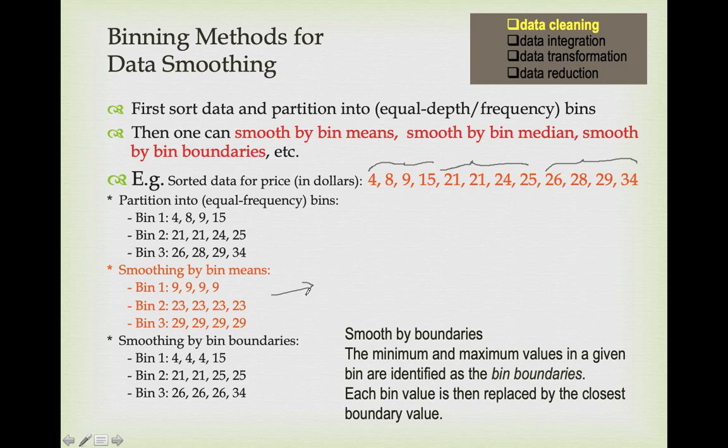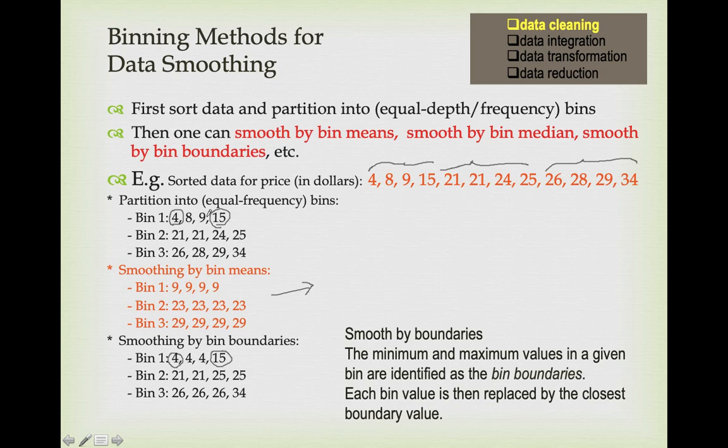And then for smoothing by bin boundaries also. For example, we must keep number 4 here as it is, number 4. We cannot change it. And also number 15, we cannot change it. So the values that can be changed are the values that are in between the minimum and maximum value.